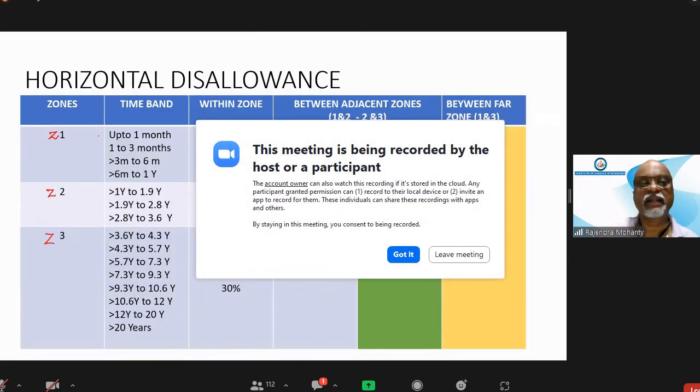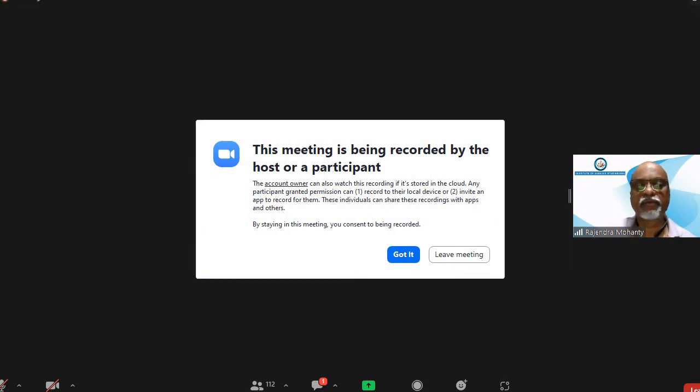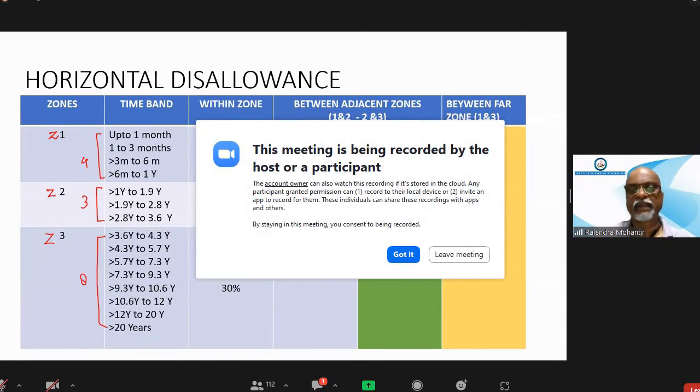In the first zone, there are 4 time bands. In the second zone, there are 3 time bands. The third zone has 8 time bands. So in total you have 15 time bands. Time bands are the residual maturity or remaining maturity of the security.